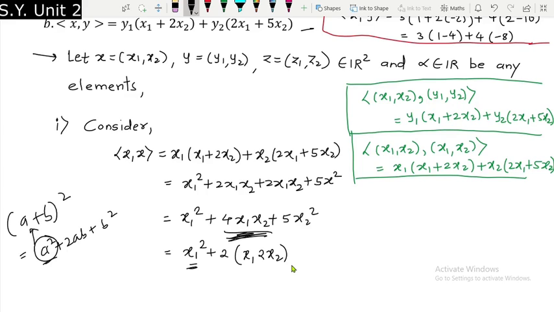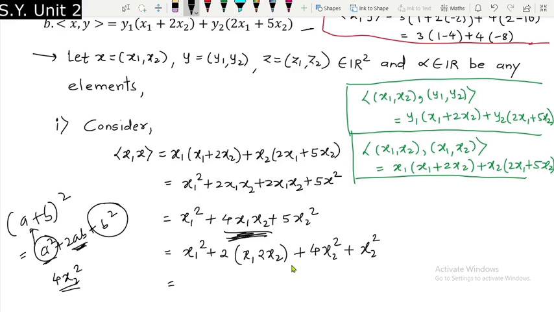So the question is what should be the value of b? That is understood from here. Since the middle term is twice ab, this is my 2, this is my a, so what is left out? b. So what should be my b? It should be twice x2. Now since b is twice x2, I should have b square in the picture. If I square twice x2, I will get 4x2 square. So I want 4x2 square over here, but I am having 5x2 square. So how to do it? It can be written as 4x2 square plus x2 square. That is how you should think.